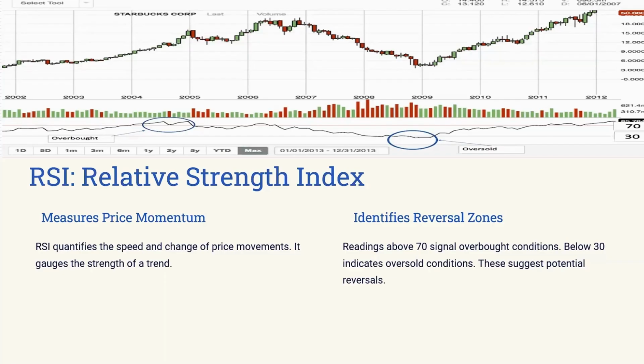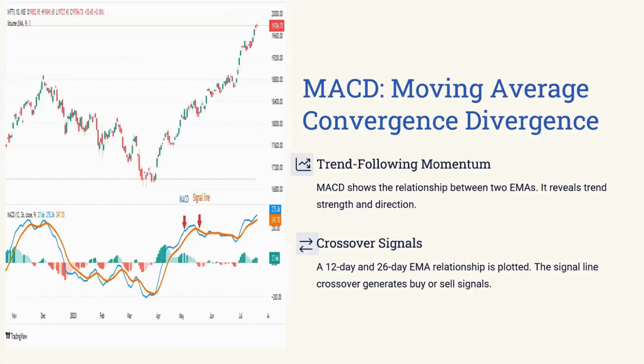Next, I will go to the next slide, which is MACD, moving average convergence divergence. It is the second indicator which we'll be covering.